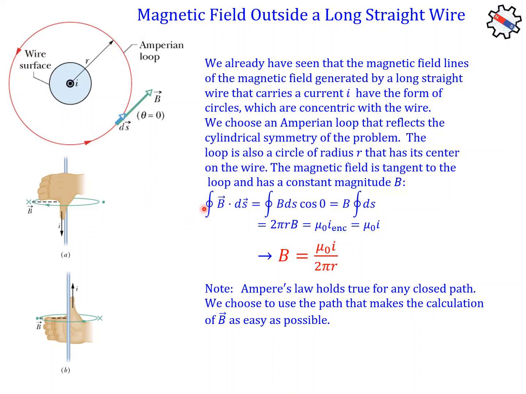From Ampere's law then, the integral of B·ds is the integral of B ds cosine theta because they're in line with each other. We can take B outside because it's a constant thanks to our symmetry. The integral of ds is just the circumference, 2 pi r, and that equals mu naught times I enclosed by Ampere's law. Well, it's just I. So we can rearrange that for B equals mu naught I over 2 pi r.